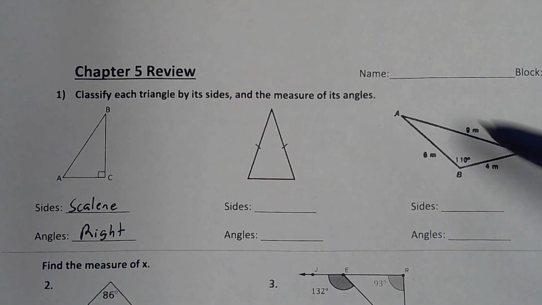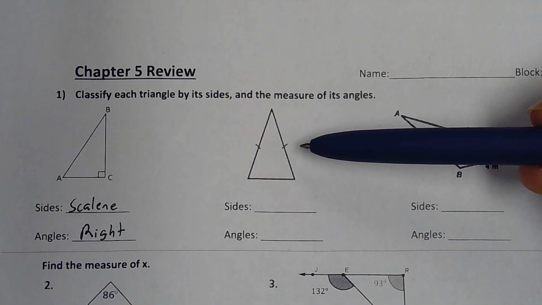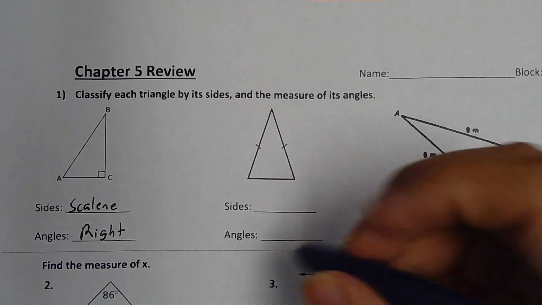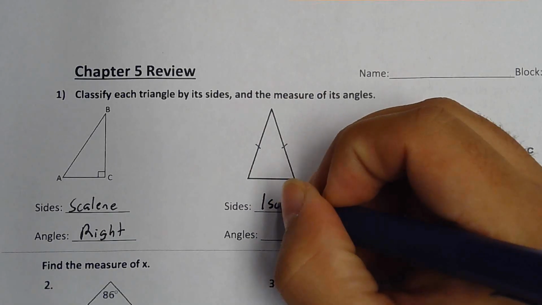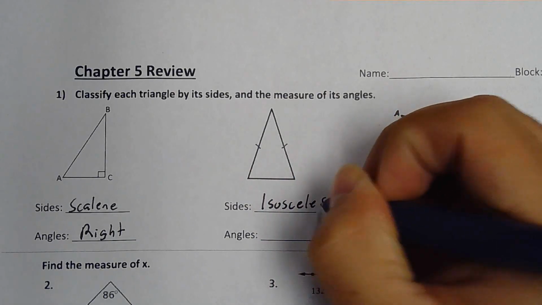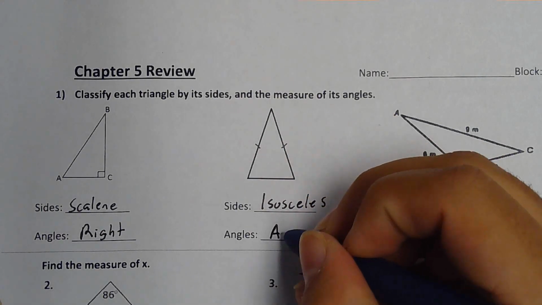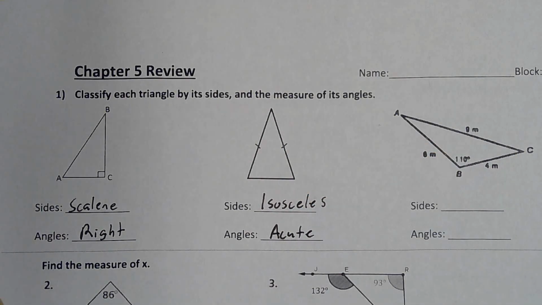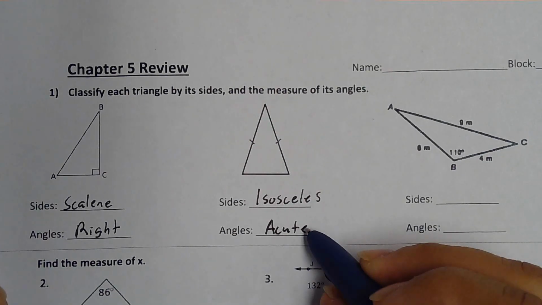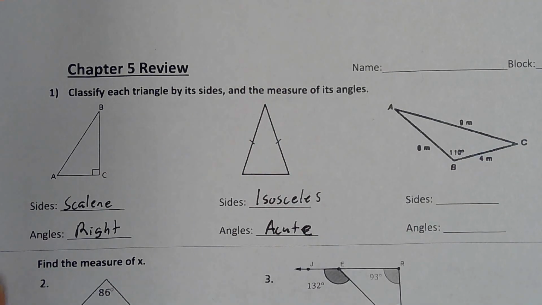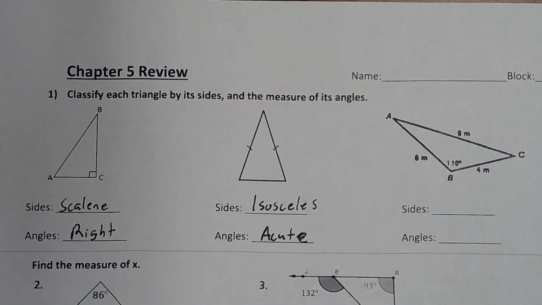No? Okay. This next one has two congruent sides. So what is it going to be? Isosceles. What type of angles is an isosceles triangle made up of? Acute. So this is acute isosceles. That's an E. There we go. Any questions on that second one?